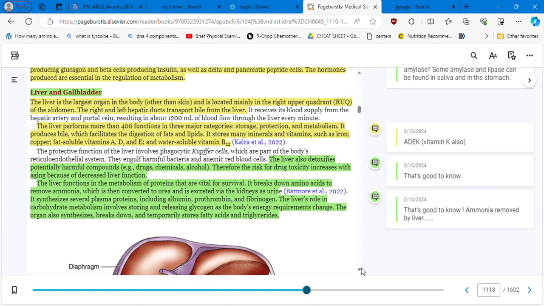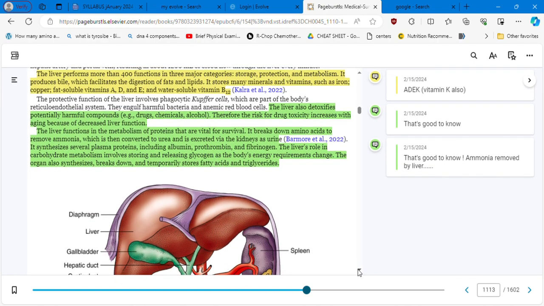The liver functions in the metabolism of proteins that are vital for survival. It breaks down amino acids to remove ammonia. So when we talk ammonia, we talk about the liver, and that's good to know. Ammonia is then converted to urea and is excreted via the kidneys as urine. It synthesizes several plasma proteins, including albumin, prothrombin, and fibrinogen, and the list goes on and on.